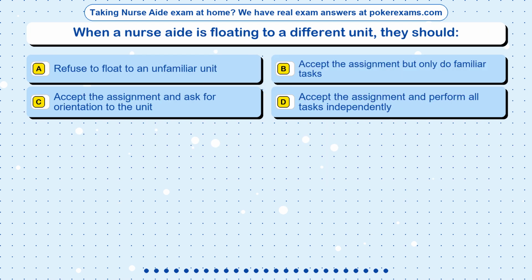Question 16. When a nurse aide is floating to a different unit, they should: Option A. Refuse to float to an unfamiliar unit. Option B. Accept the assignment but only do familiar tasks. Option C. Accept the assignment and ask for orientation to the unit. Option D. Accept the assignment and perform all tasks independently.